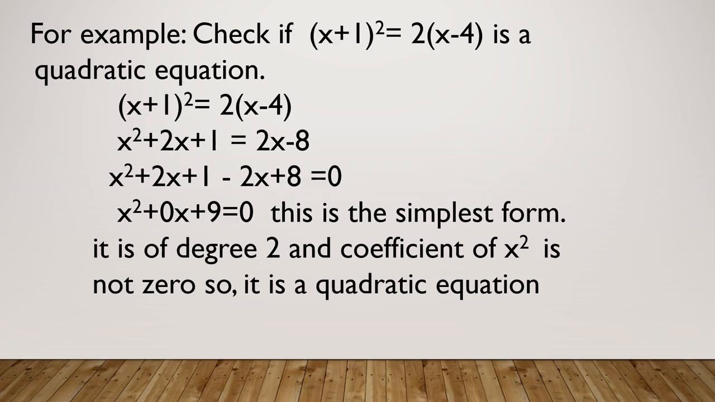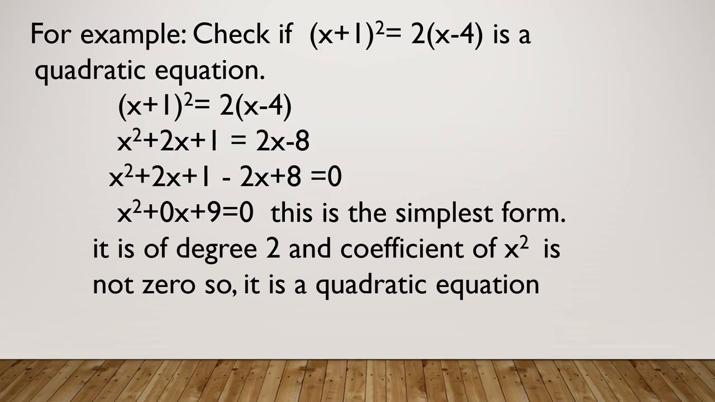For example, check if x plus 1 whole square is equal to 2 into x minus 4 is a quadratic equation. X plus 1 whole square is equal to 2 into x minus 4. So expanding x plus 1 whole square, we get x square plus 2x plus 1 is equal to 2x minus 8. Bringing the RHS terms to the left hand side, x square plus 2x plus 1 minus 2x plus 8 equal to 0. X square plus 0x plus 9 equal to 0. This is the simplest form.